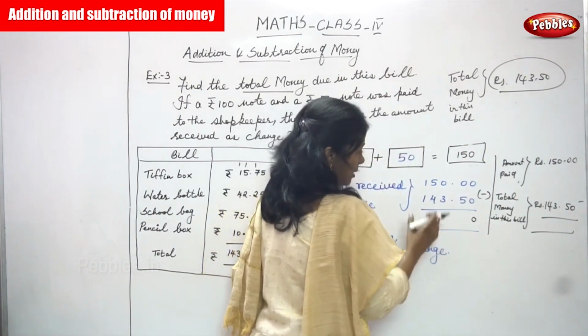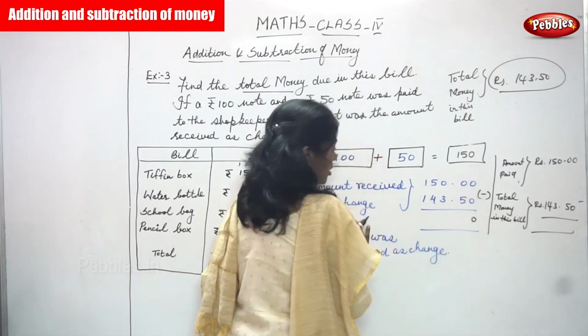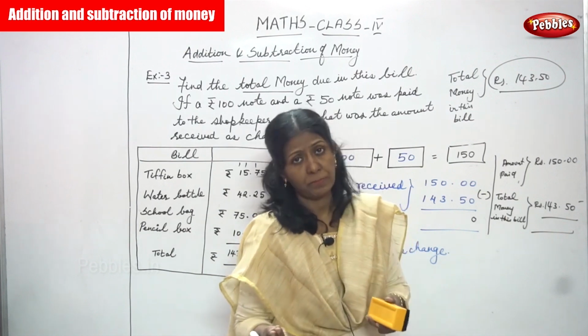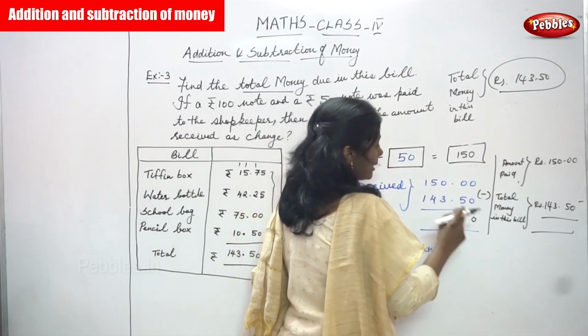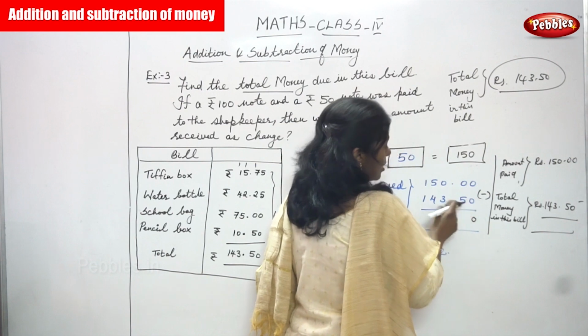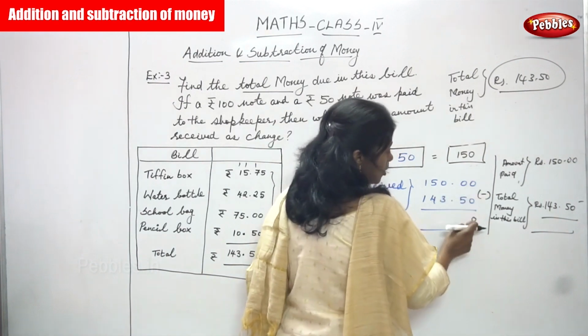So look at this problem. 0 minus 0 you have to subtract, because amount received as a change means the remaining amount he has to get back from the shopkeeper. So you have to subtract 143.50 from 150. This point is 50 paise given in the total bill, that is what I put, 0 and 0. So 0 minus 0 you can get 0.